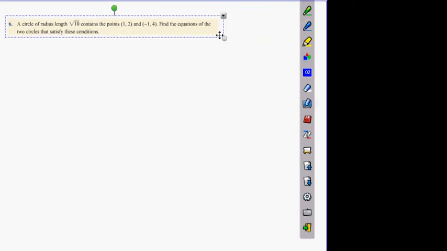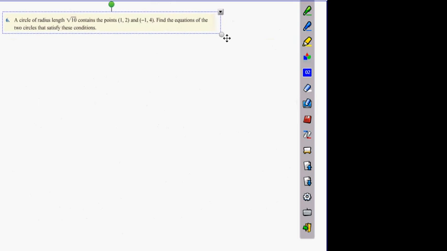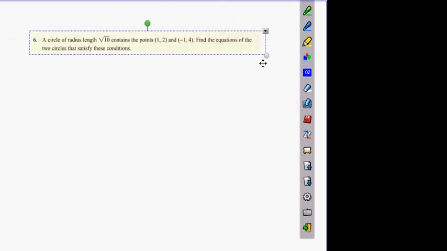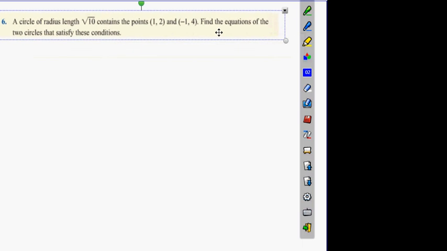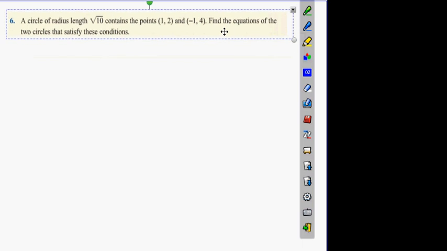Now, this one here, guys. So what we have is the circle of radius length 10 contains the points (1, 2) and (-1, 4). Find the equation of the circle that satisfies these conditions. We're going to get two linear equations. How do I know I'm dealing with two linear equations, lads? Two points. Two points.